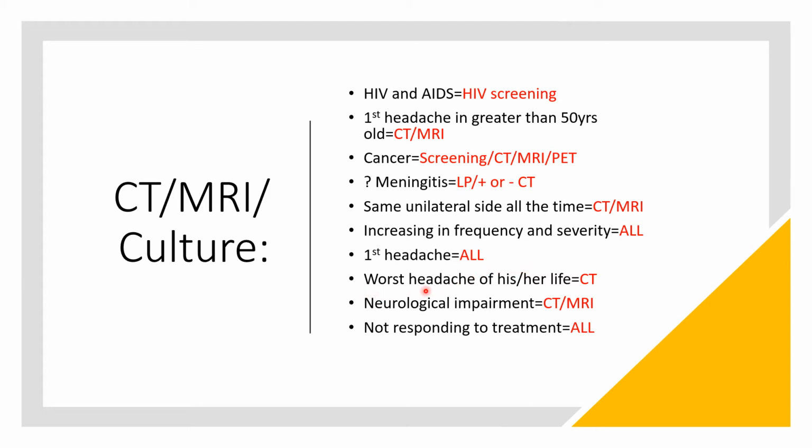If this patient is telling us, this is the worst headache of my life, it is thunderclap and so on and so forth, oh wow, subarachnoid hemorrhage is suspected. CT quickly. If there is acute neurological impairment, CT or MRI. If you have been doing everything, you've made your diagnosis and you are giving everything, but the patient is not responding to the treatment, then have CT or MRI and culture done to be sure it is still primary headache, not secondary headache.